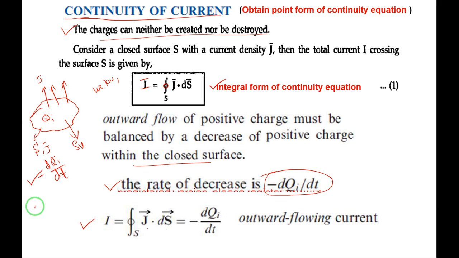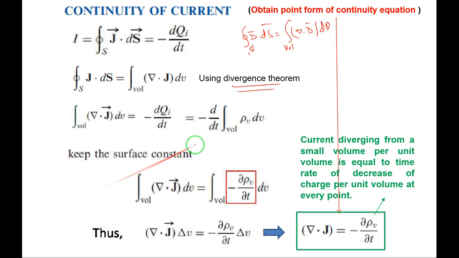If I want the total amount of charge present in this entire volume, take the volume integral of rho v into dv. The total amount of charge is equal to the volume integral of rho v into dv. So Q is nothing but the volume integral of rho v into dv. So minus d by dt as it is, and this Q is the volume integral of rho v into dv.